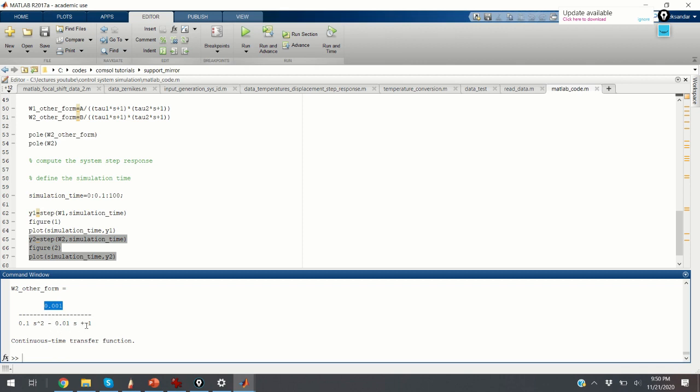Okay, today we learned two important techniques for representing transfer functions of dynamical systems.